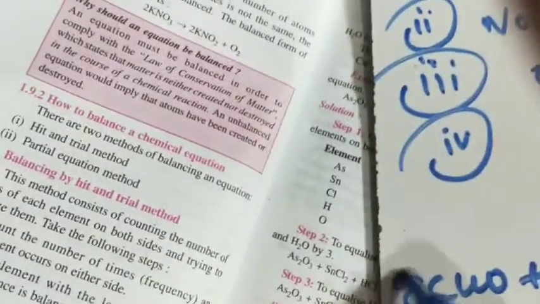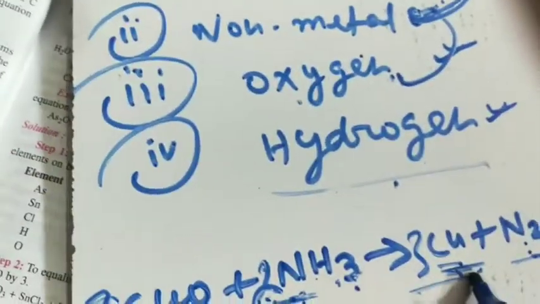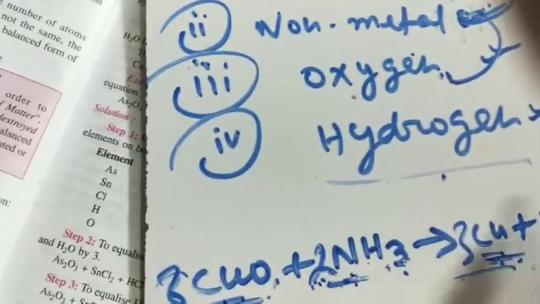Now after balancing the non-metal, you go to the previous step, that is metal. Here copper is a metal, but here there is only 1 copper, so you balance, so you write 3 here. Now metal is already balanced. Again each element is completely balanced. Check it. 3 copper, 3 oxygen, 2 nitrogen, 2 times 3 is 6 hydrogen, and 3 times 2 is 6 hydrogen.